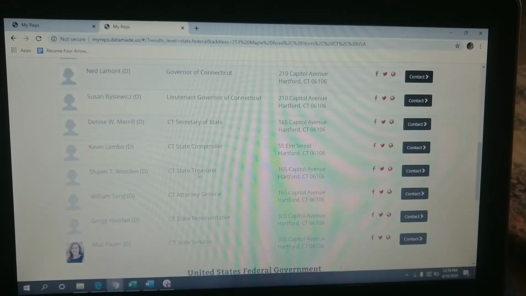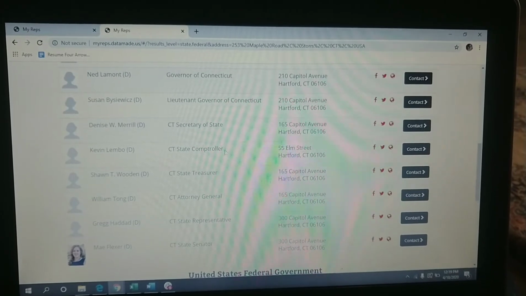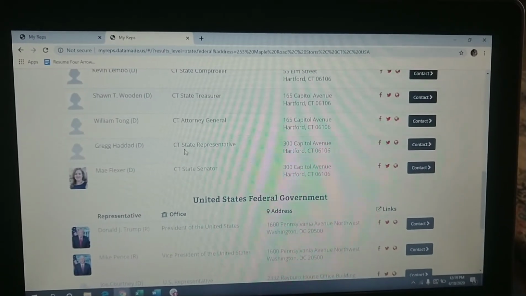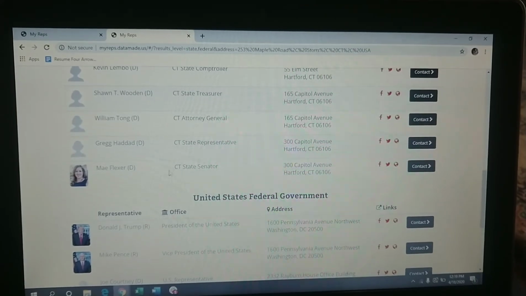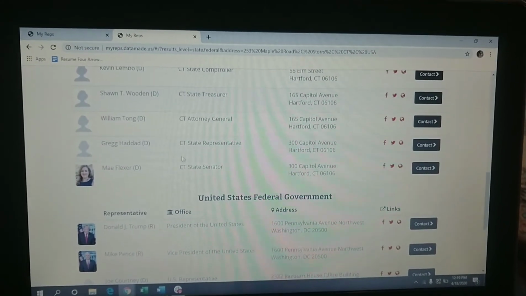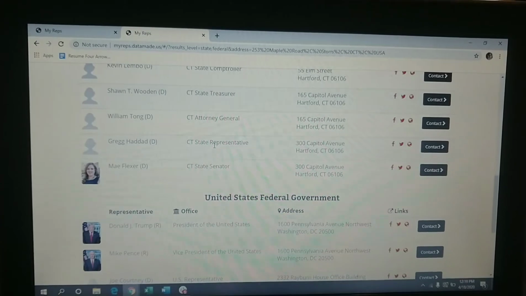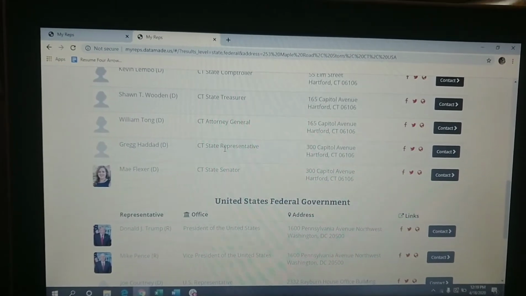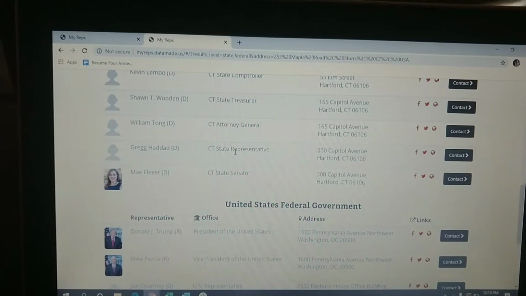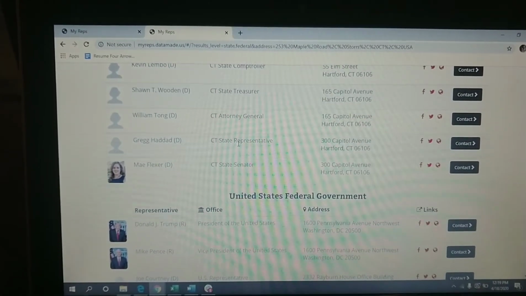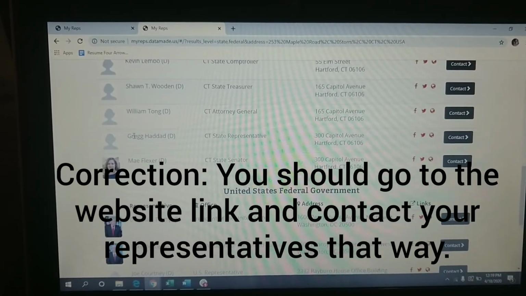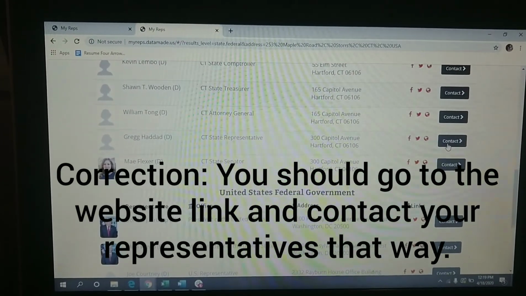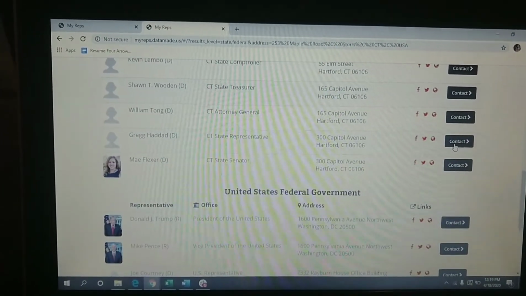And then right now I'm not going to really worry about all these other people like Secretary of State and Treasurer and all that. Instead, I'm going to scroll down to show you my Connecticut State Representative and Connecticut State Senator. So they're very similar to the representative and senator at the federal level, except that they make decisions at the state level. So let's say I want a bill passed at the state level, I would contact my state representative, Greg Haddad, and my state senator, May Flexer. And I can do so right here at this link.